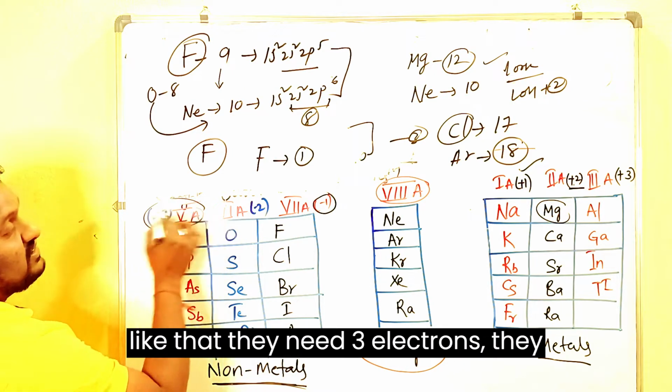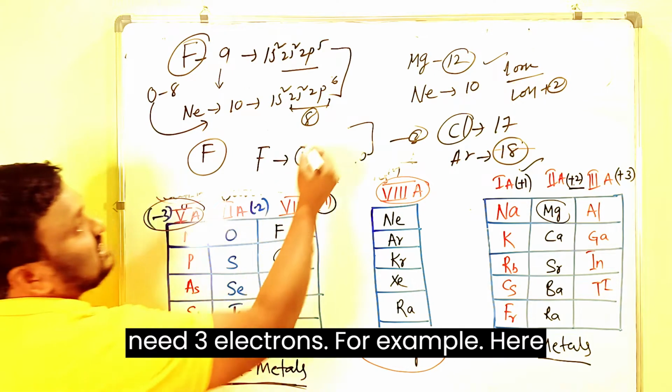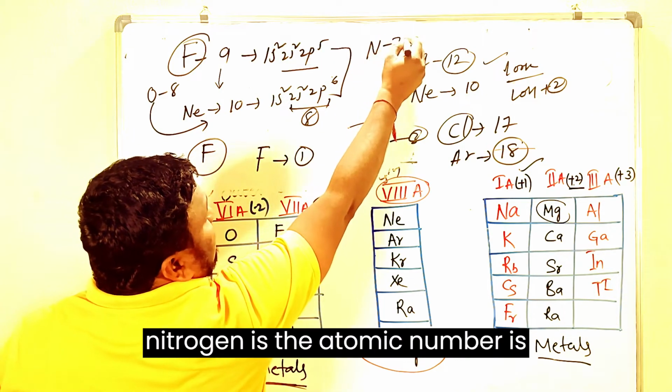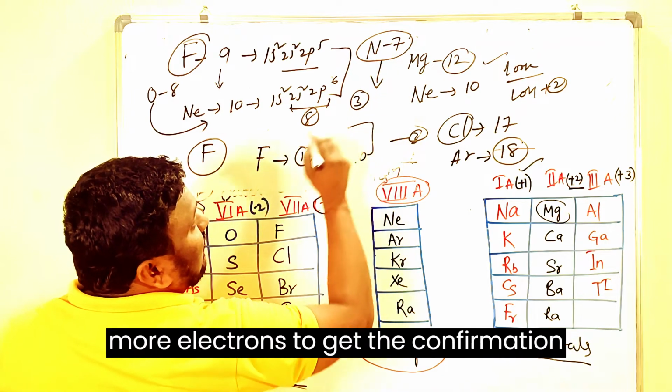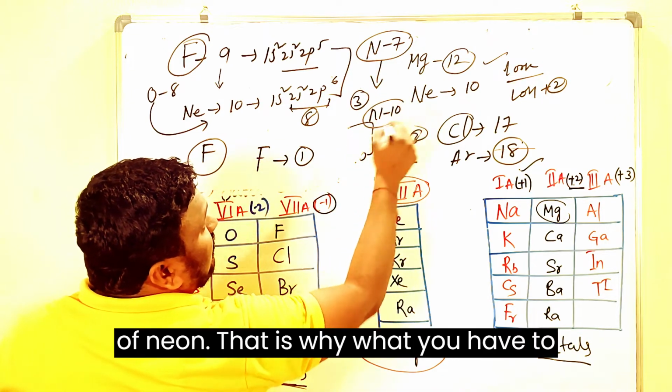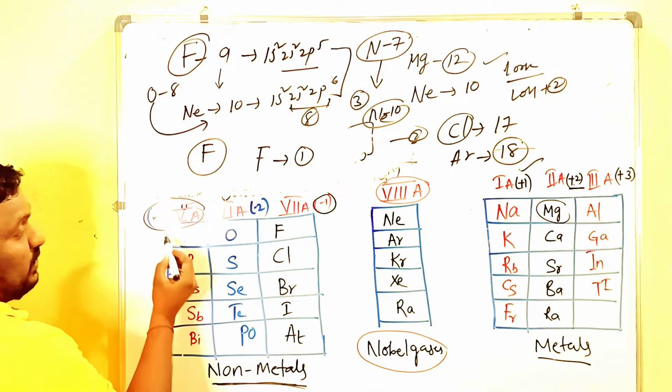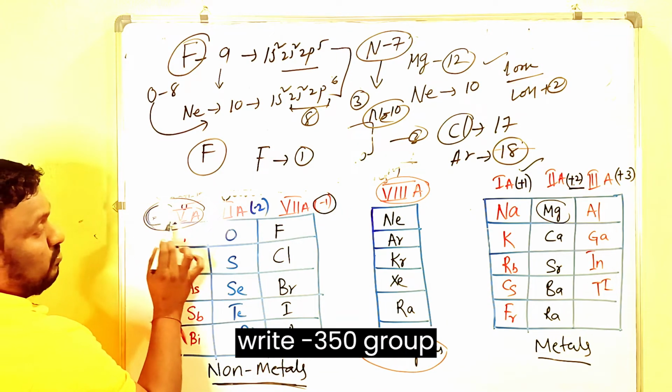In the same manner, 5th A group elements, nitrogen, phosphorus, arsenic, like that, need 3 electrons. For example, nitrogen's atomic number is 7. It wants to gain 3 more electrons to get the configuration of neon. That's why what do you have to write? -3. 5th A group, -3.